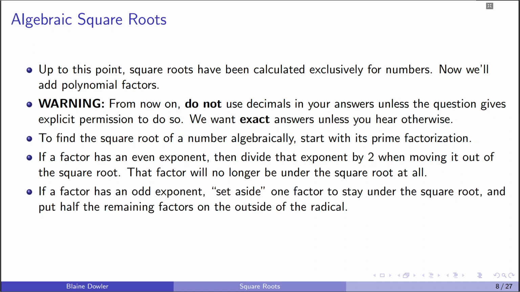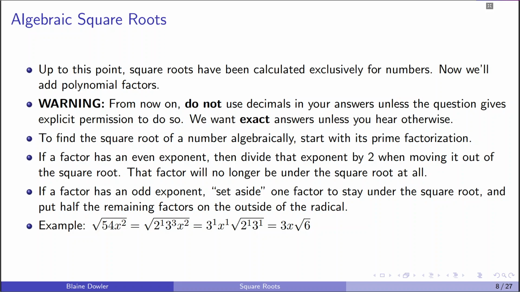If a factor has an odd exponent, you take one and just set it aside, that will always stay under the square root, and then put half the remaining out. So if you have 5 to the 7, well, you're going to take one of those away. So you have 5 to the 6 times 5. And when you bring the 5 to the 6 out, it becomes 5 cubed. So that's 5 cubed root 5, because that 7th 5 stays behind.